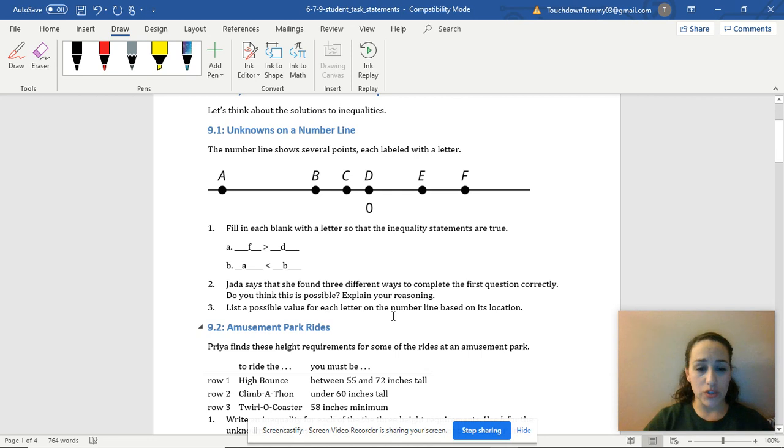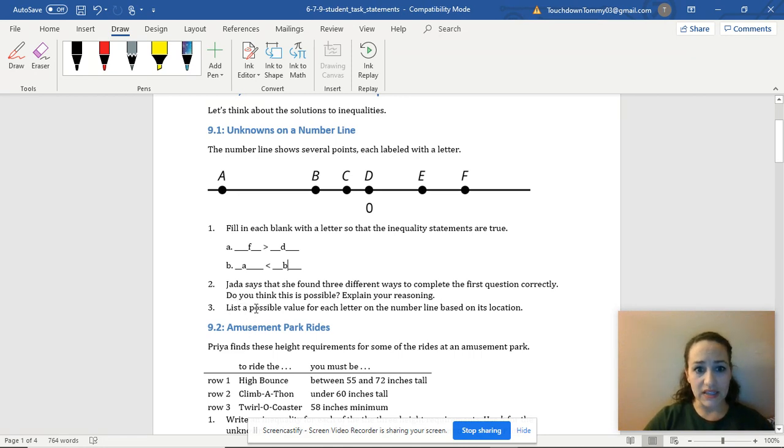Then we're told that Jada thinks that she has found 3 different ways to complete the first question correctly. Do you think it's possible? Explain your reasoning. Well, we just talked about the fact that there's a variety of ways we could do this. So absolutely, there's at least 3 ways, way more than that actually, that we could accurately complete that statement.